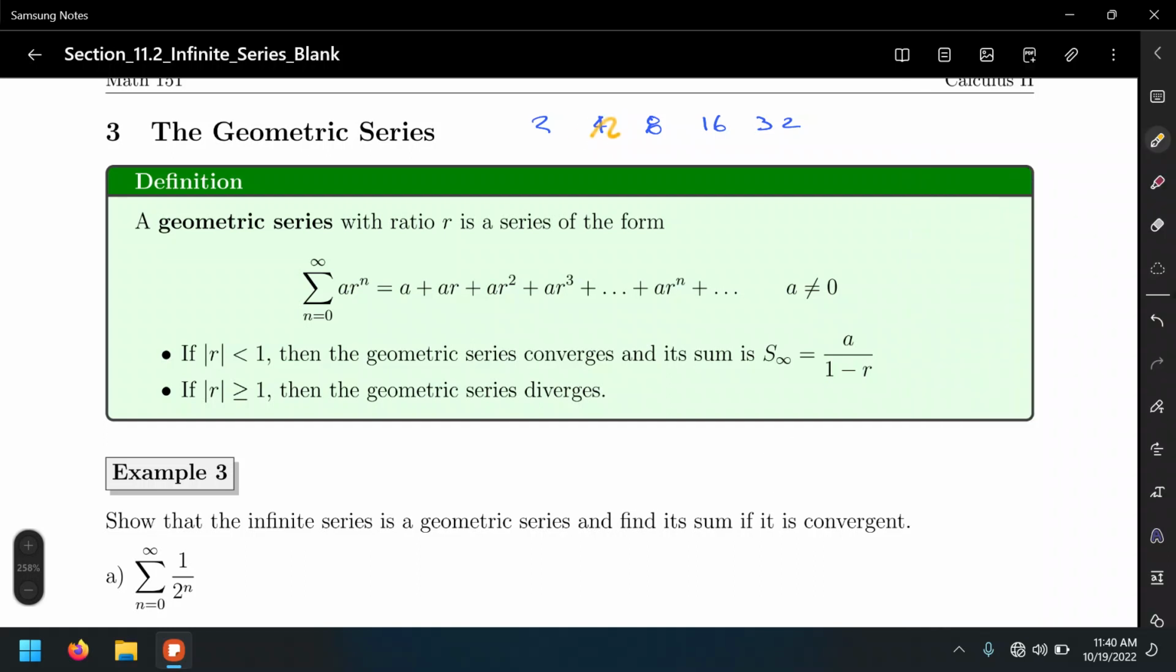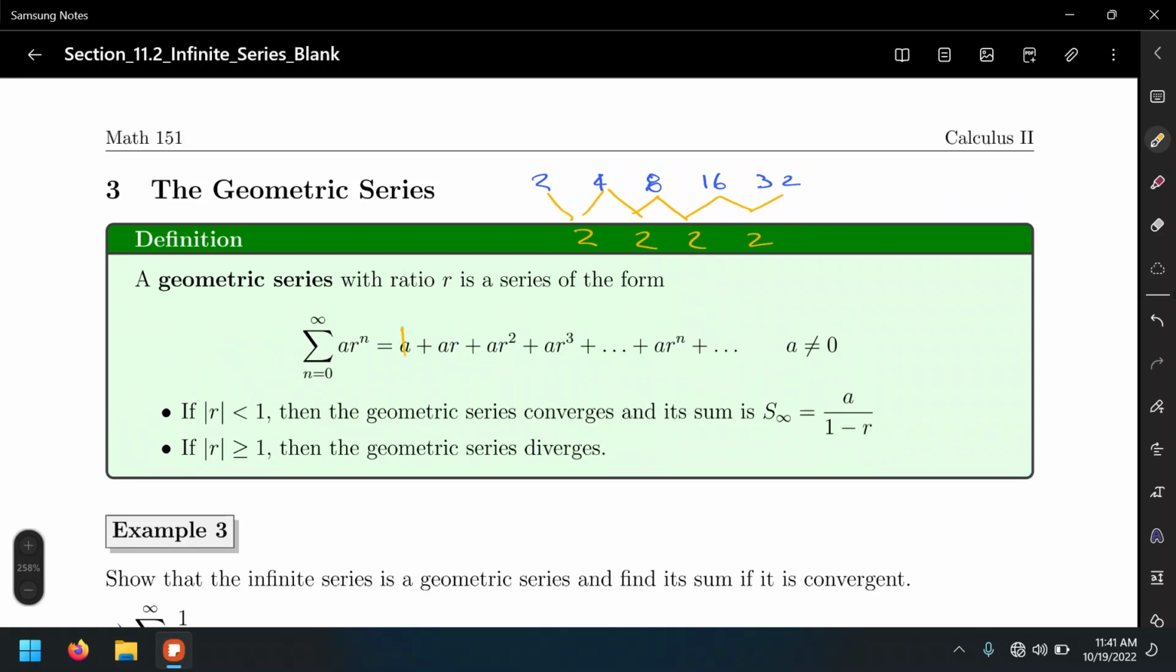So what's the ratio here? What if we divide 4/2? What's the answer? What about 8/4? What about 16/8? What about 32/16? Also 2. So we have a common ratio, right? When we divide a term by its previous one.